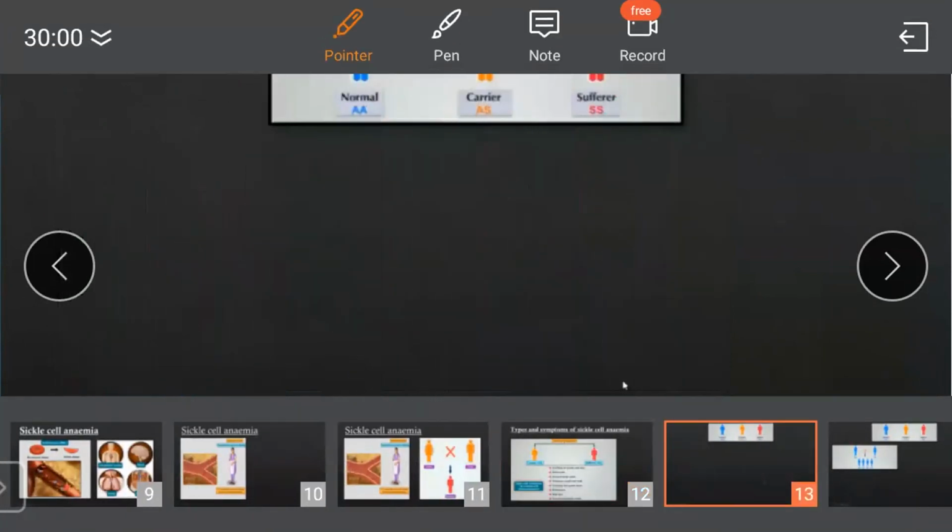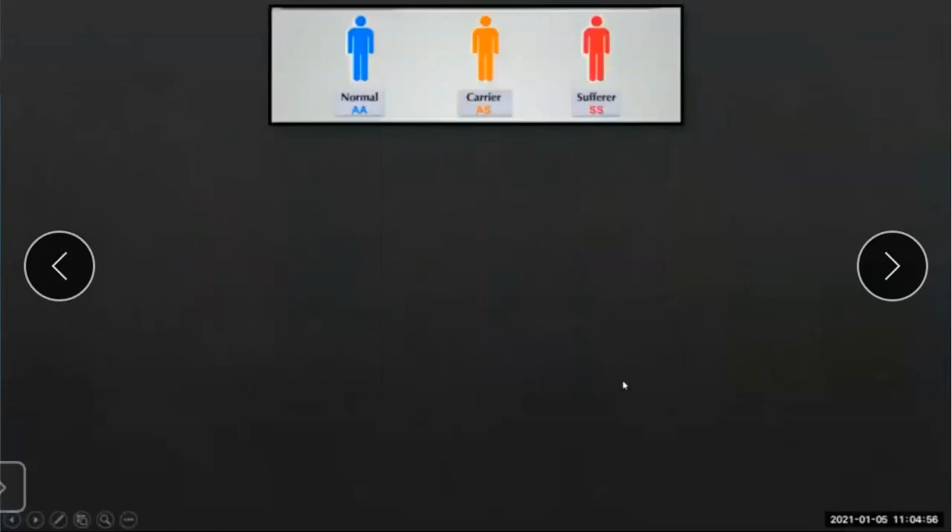Now we can see further. First of all, see here: AA means what? Normal. AS means carrier. SS means sufferer. First of all, keep these symbols in your mind. AA is normal, AS is carrier, and SS is sufferer.